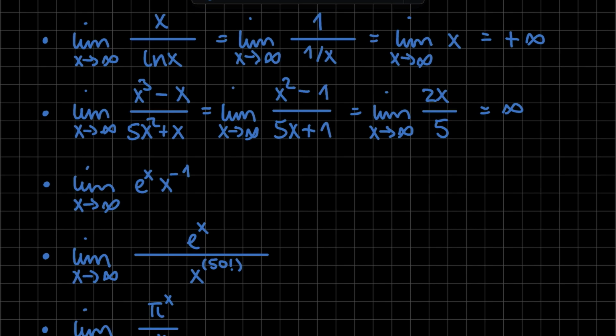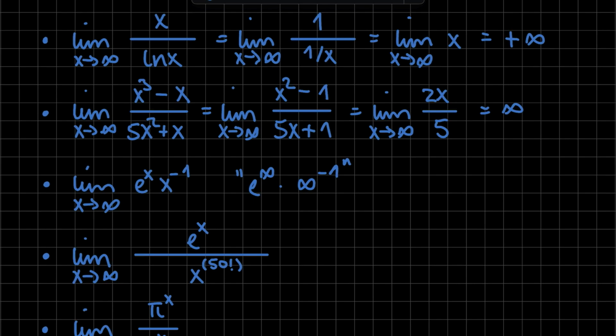Okay. So next we have the limit as x tends to infinity of e to the x times x to the power of negative 1. So by direct substitution, we would get e to the power of infinity times infinity to the power of negative 1.